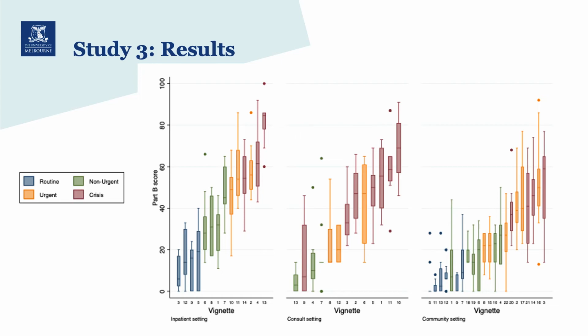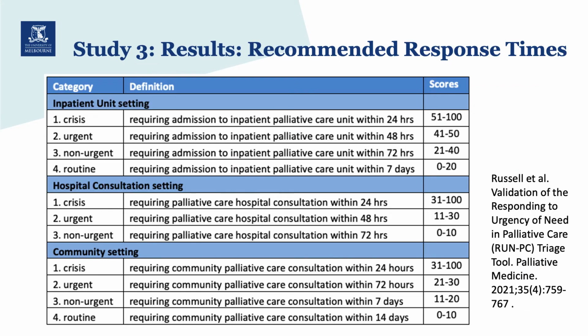So, for example, many clinicians felt that in the hospital consultation setting, all referrals should be seen within 24 hours regardless. That should just be the policy. So therefore, those categories of 24, 48, 72 hours really had less meaning and there was a lot less agreement. But you can see with inpatient and community, there's a general pattern there of urgent to less urgent according to the score on the tool. And that's then how we made a best fit of the recommended response times.